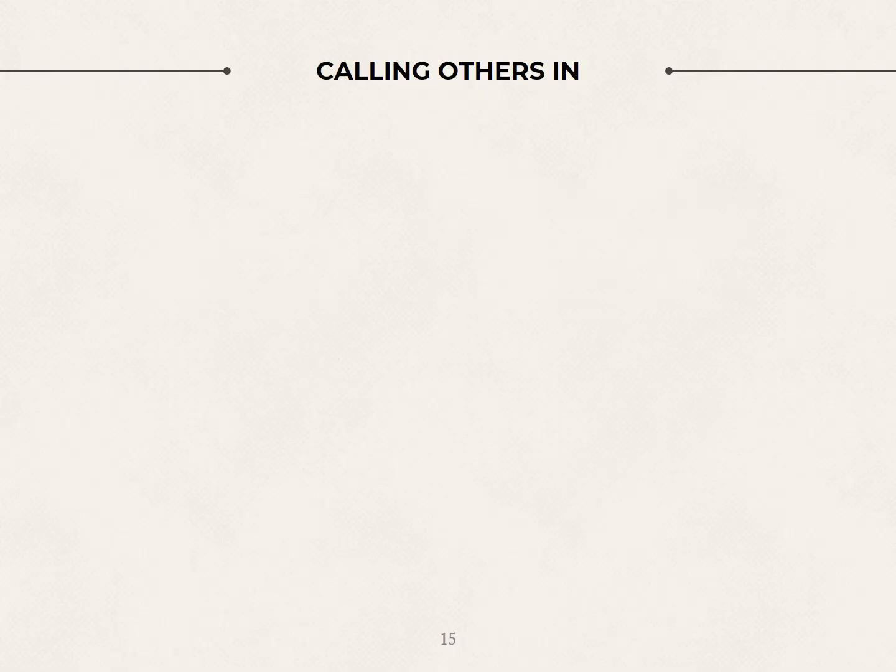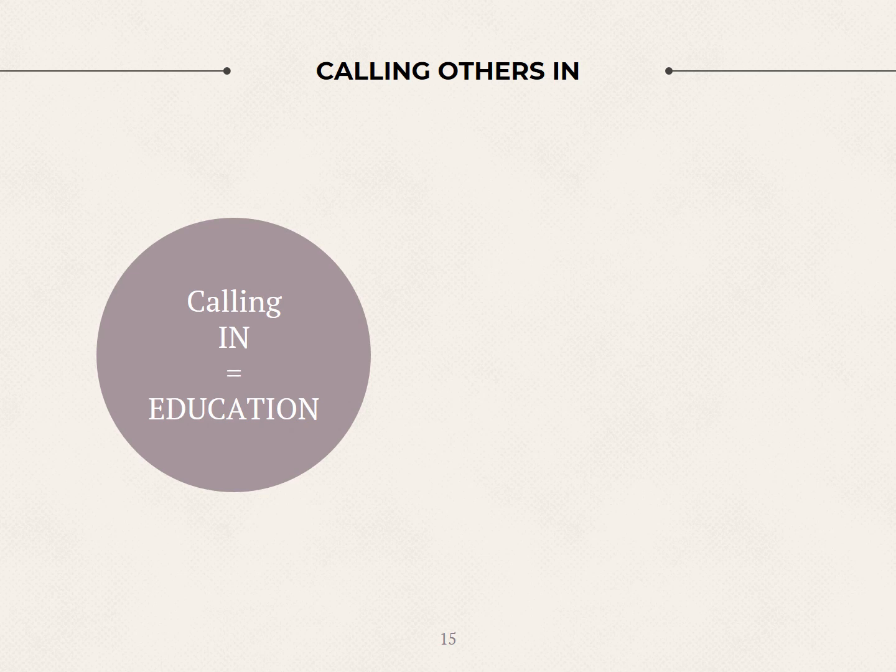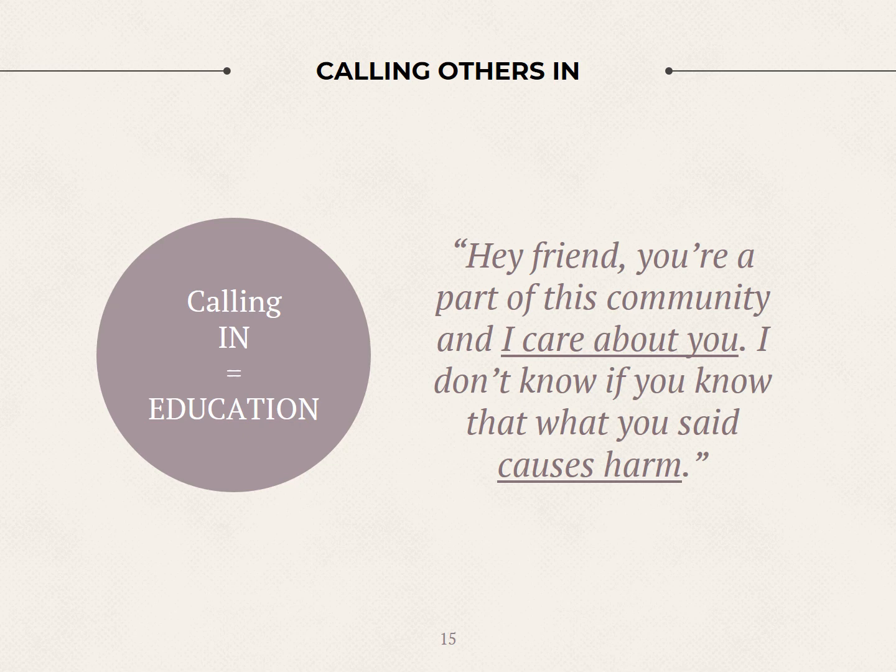Calling in, on the other hand, is a productive way to educate the person on the harmful impact of their words without implying that they themselves are an inherently hateful person. You can find other ways to say this, but if you need a template, a good way to start is by telling them, "Hey friend, you're a part of this community and I care about you. I don't know if you know, but what you just said causes harm." From there, you can have a more in-depth conversation about how and why they should change their language, because you've opened a dialogue rooted in the idea of community care.